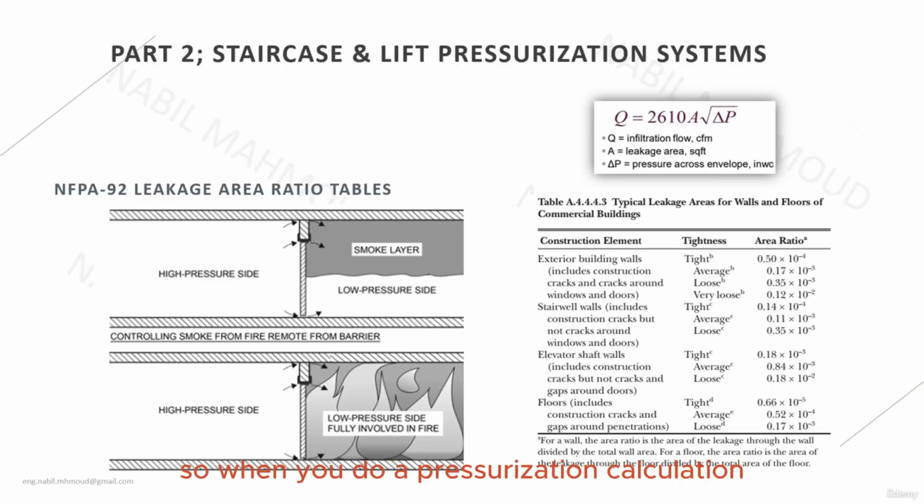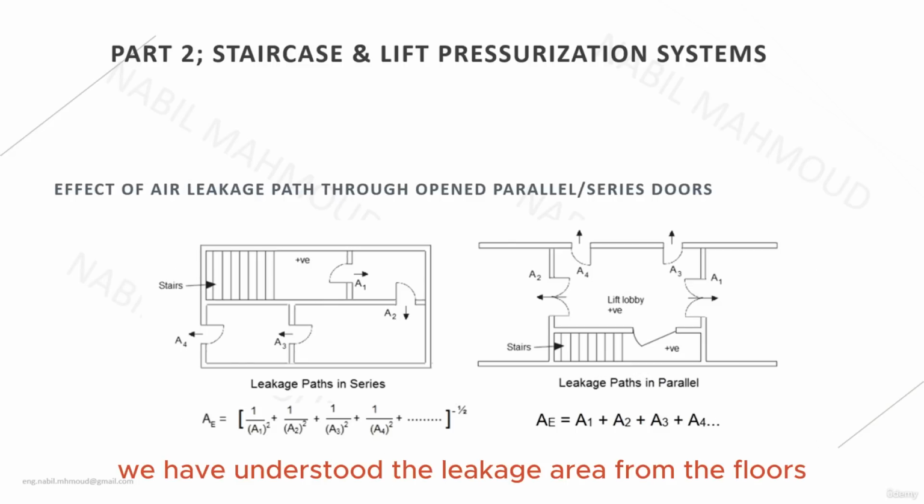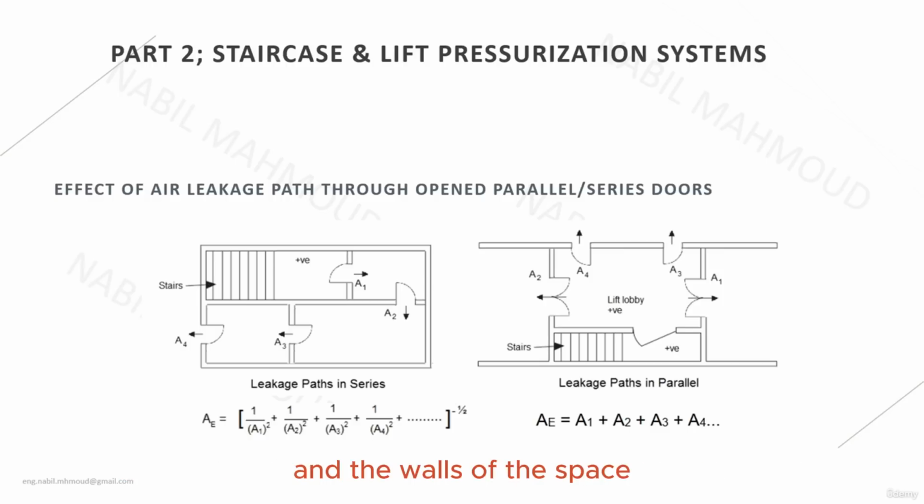So when you do a pressurization calculation, you will calculate the leakage area simply by defining the walls surrounding the enclosure of the staircase, and whether these walls are external or internal. Then you will use this table to get the area ratio, and you will multiply the area ratio by the area of the entire walls. So now we have understood the leakage area from the floors and the walls of the space you need to pressurize. What about the leakage area from the doors?